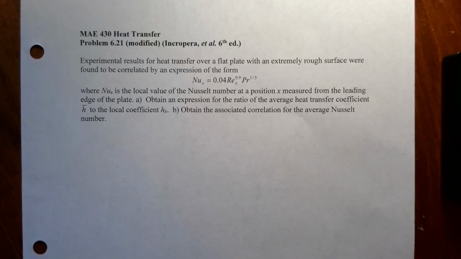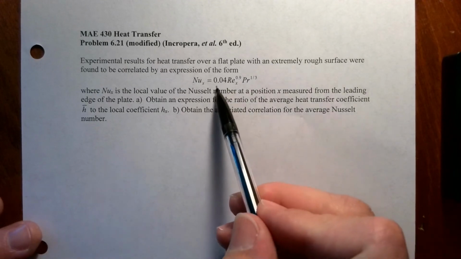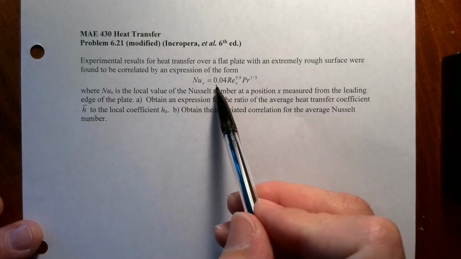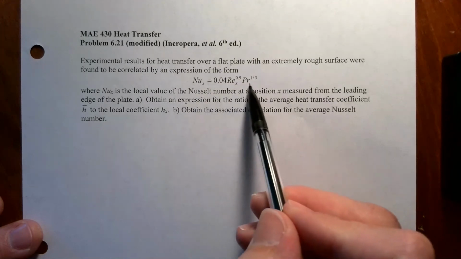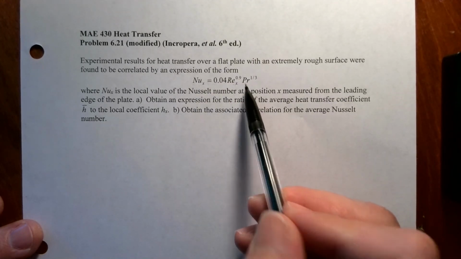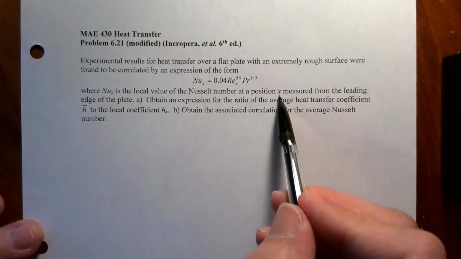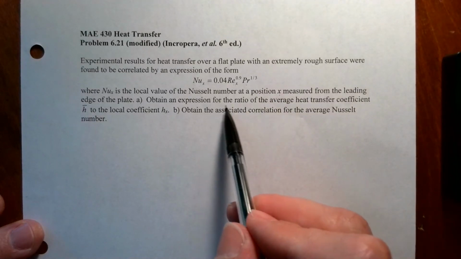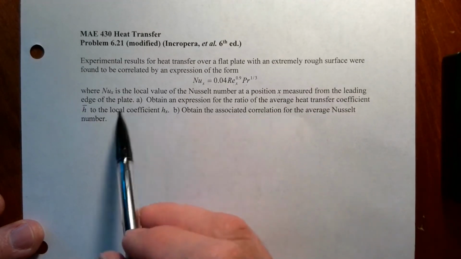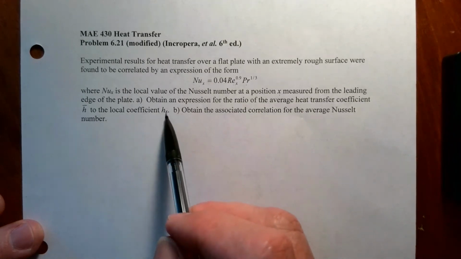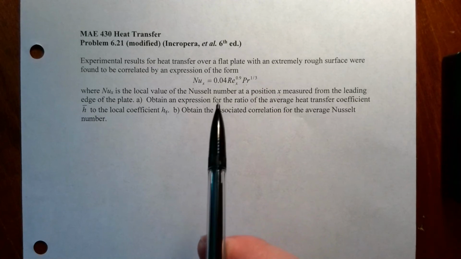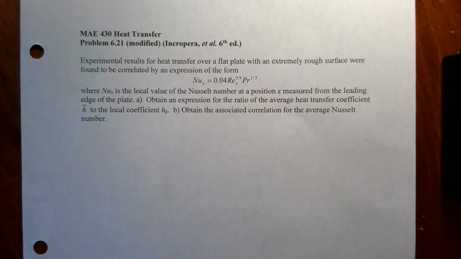Okay, I'm going to work one last example, and that's going to conclude our discussion on Chapter 6. Experimental results for heat transfer over a flat plate. They provide us with this correlation, right? Local Nusselt number in terms of a Reynolds number and a Prandtl number. So as defined previously, and x is measured from the leading edge of a plate, obtain an expression for the ratio of the average heat transfer coefficient h bar to that of h. So they don't give us the average Nusselt number as a separate correlation, they only give us the one.